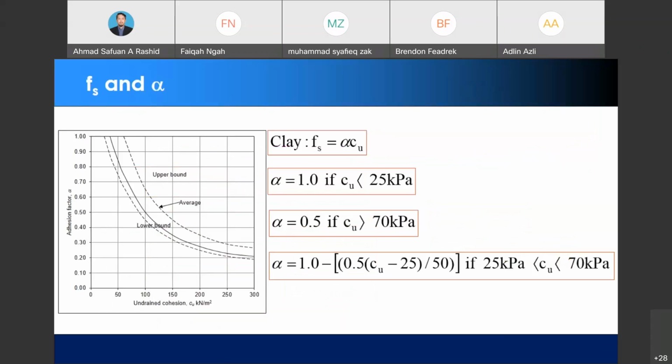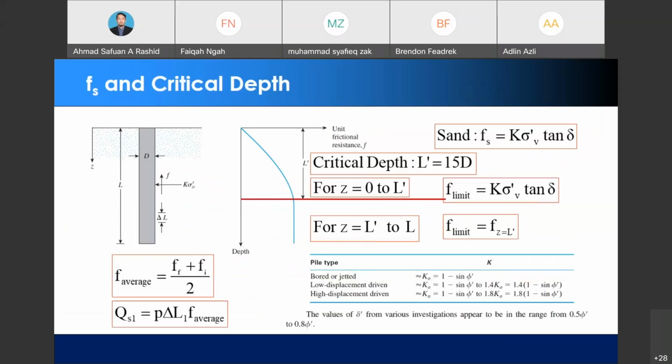Okay, so this is the way that we can get the addition factor daripada alpha untuk clay. Okay. So you need to refer to this diagram. So then multiply with the CU later on. Okay.